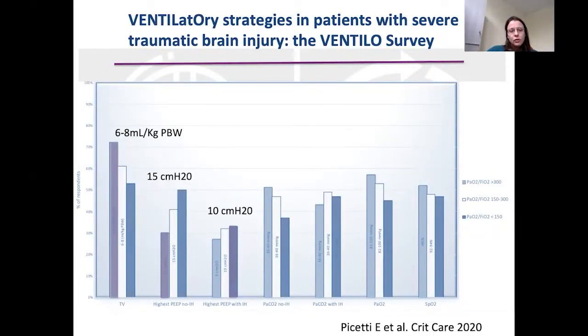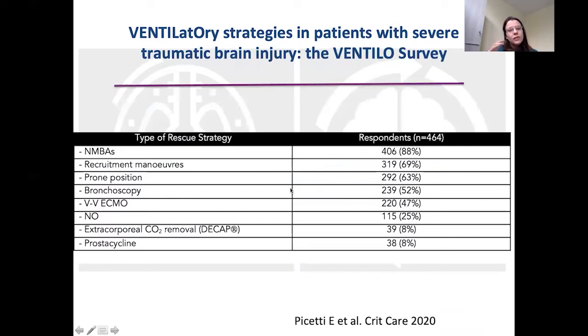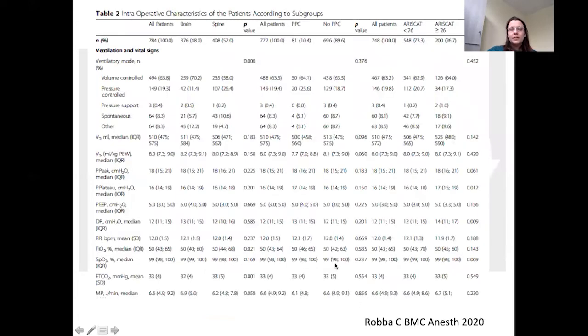So brain injured patients are starting to be ventilated in a protective way with a low intermediate tidal volume, and people are not scared anymore about using high PEEP even in the presence of intracranial pressure, of course, if this is needed. There is also another signal from this survey, which is that even the recruitment maneuvers, the prone position, and also ECMO and the extracorporeal circuits are rescue strategies which at least should be taken into consideration and that are actually used. So they are not contraindicated anymore.